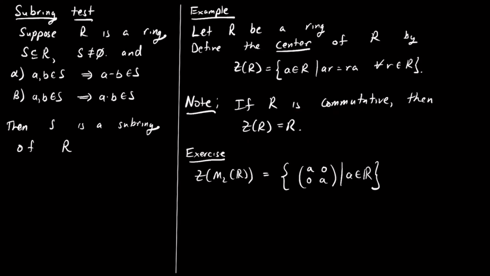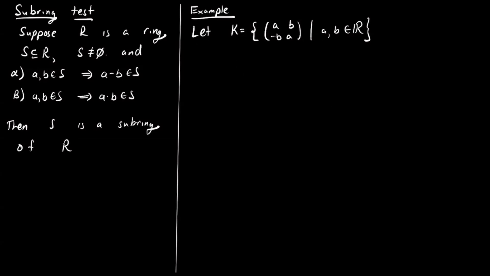Second, I'll leave this as an exercise. The center of 2 by 2 matrices over the reals is just all the multiples of the identity. So it's all the matrices that form A, 0, 0, A, or just A times the identity matrix. I'll leave this as an exercise, and then if you figure this out, another thing to try is to prove the same theorem for n by n matrices over the reals.